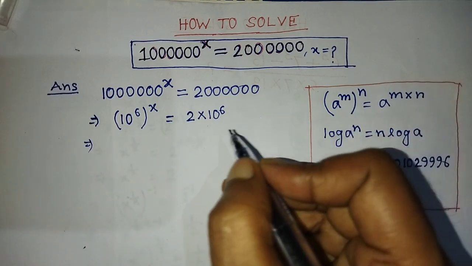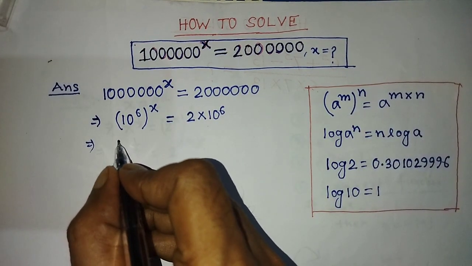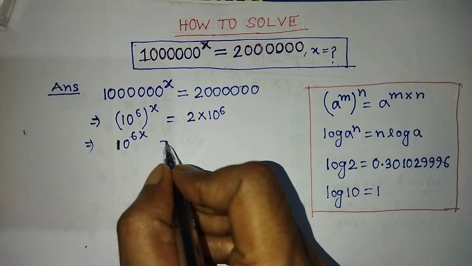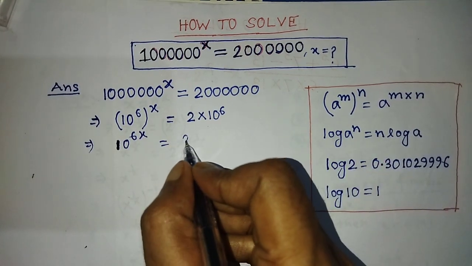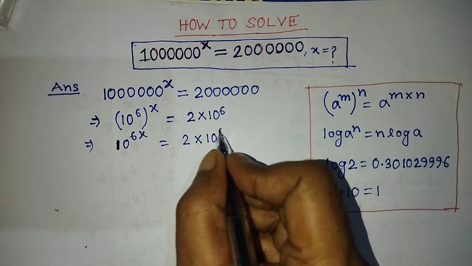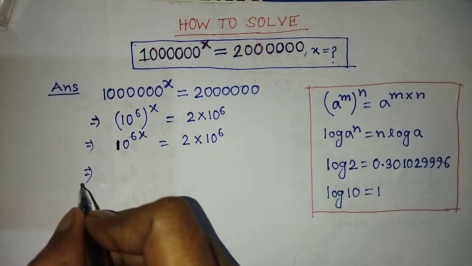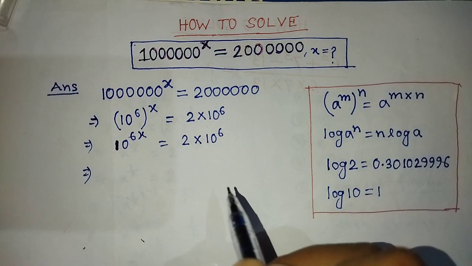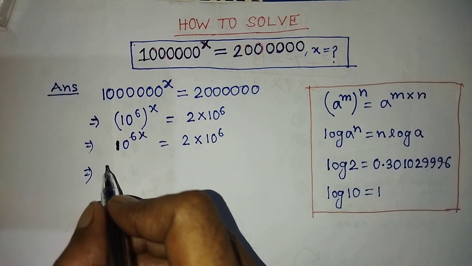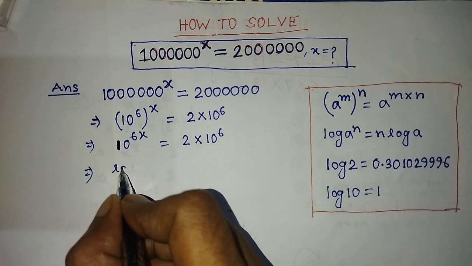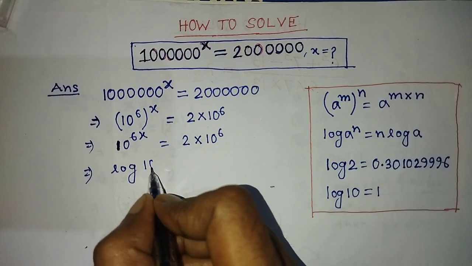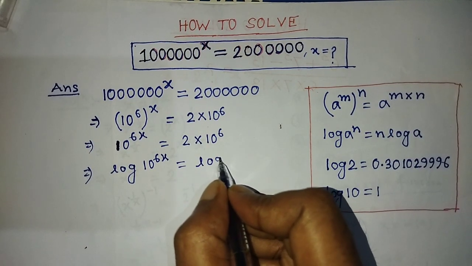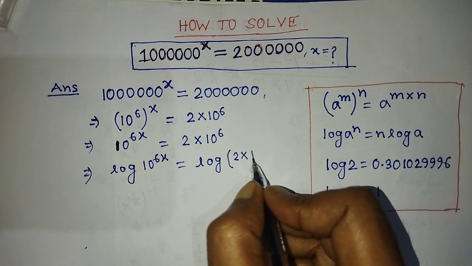After applying this formula on the left hand side, we write 10^(6 times x), that means 10^(6x), is equal to, on the right hand side again we write 2 times 10^6. After that, to find the value of x from this exponential equation, we have to take log on both sides. So on the left hand side we write log of 10^(6x) is equal to, on the right hand side, log of 2 times 10^6.